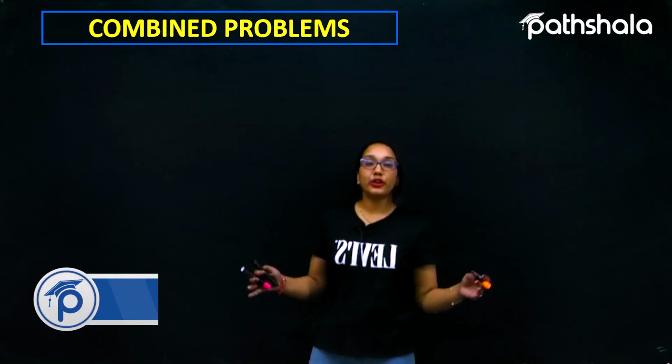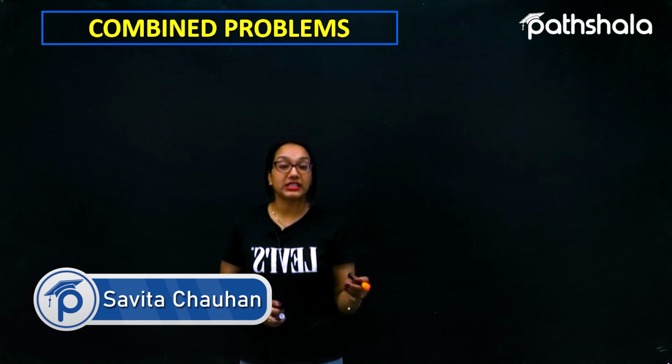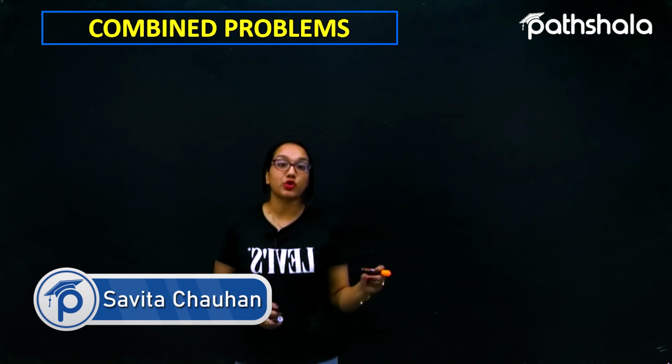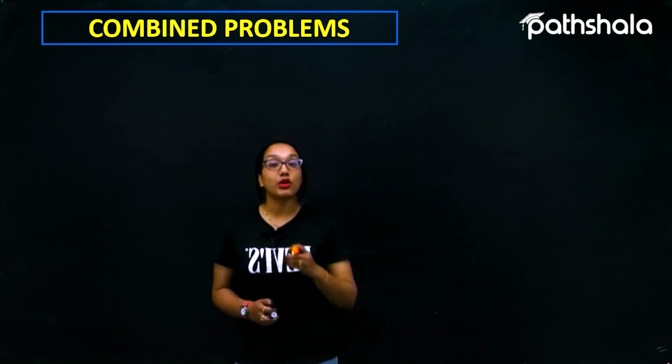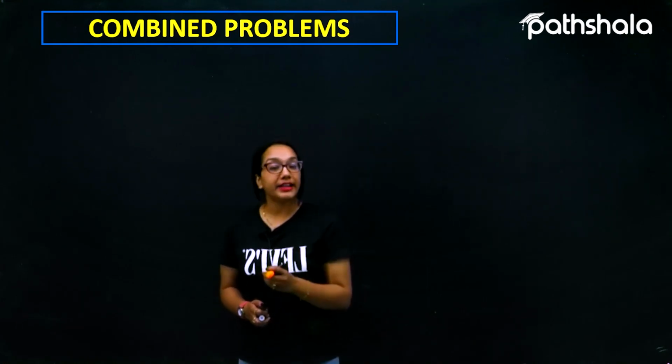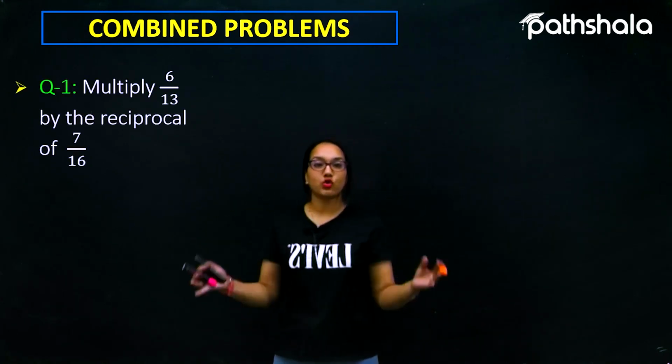Let's move on further towards the combined problems, where we discuss all the concepts involving the properties, the introduction of the rational numbers, and the concepts of distributivity, additive identity, and additive inverse. So let's solve the questions which are based on all these concepts.